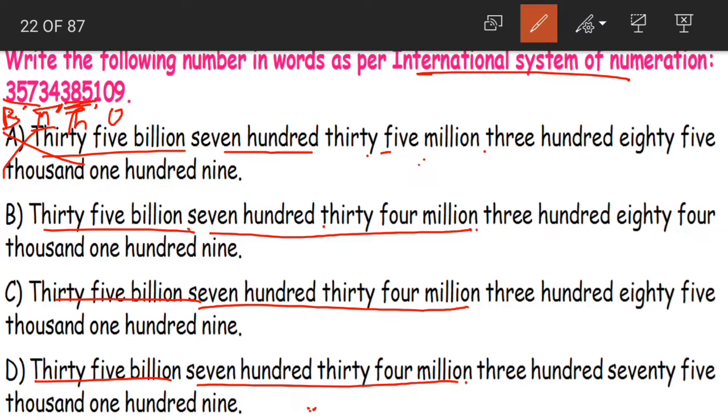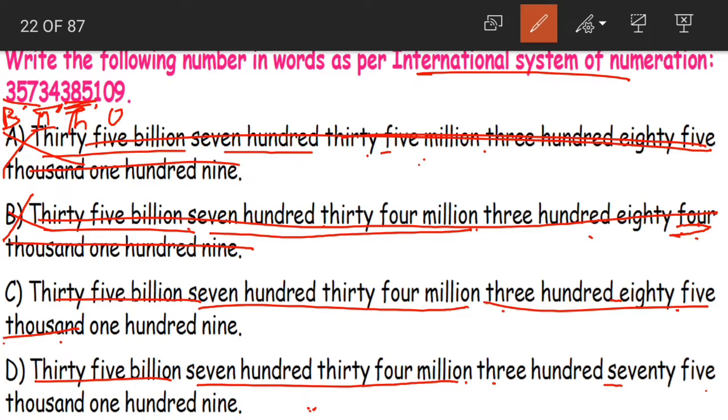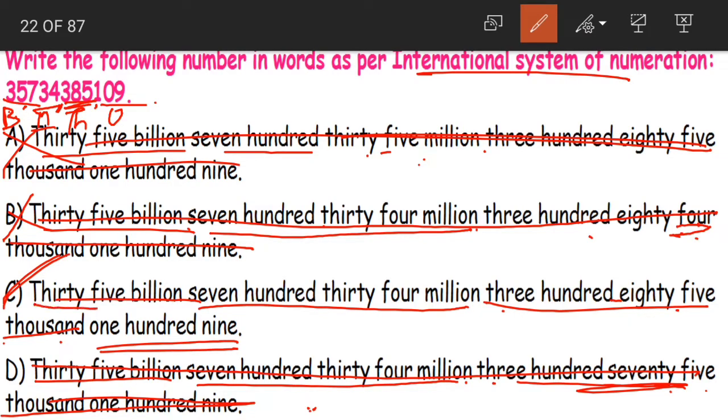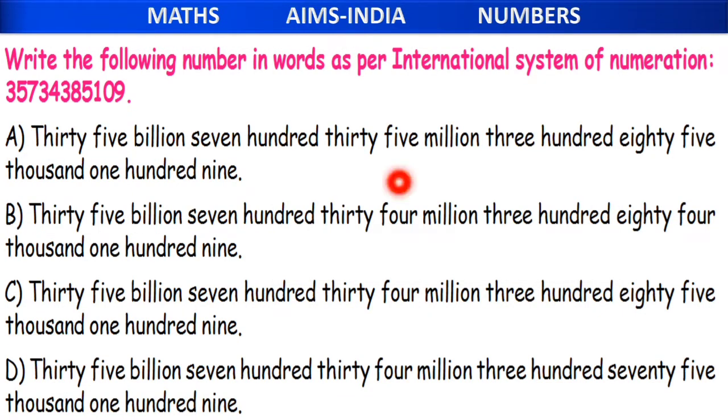Next, we have 385,000. Option A is already wrong, so no need to check. 384, it is saying 84. So, this is our wrong option. Let me cut it out. 385,000, yes. Next, 375,000. Again, it is saying 75, but what we have is 85,000. So, option D is also a wrong answer. Now, lastly, we have 109. So, option C is the correct answer. 35,734,385,109 is the number name for the given number as per the International System of Numeration.